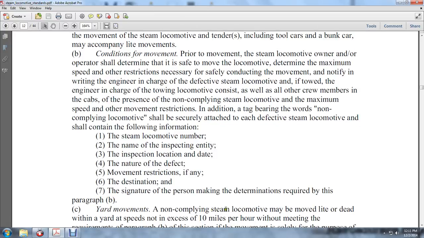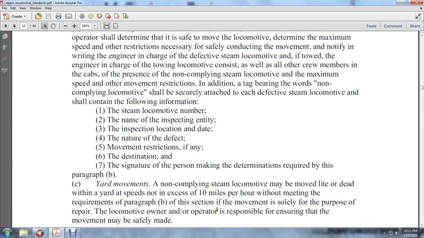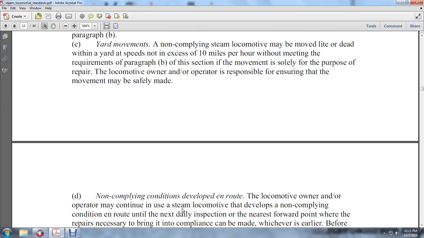Yard movements. A non-complying steam locomotive may be moved light or dead within the yard at a speed not to exceed 10 miles per hour without meeting the requirements of paragraph B. The speed is set in this section for the sole purpose of these requirements. The locomotive owner or operator is responsible for ensuring that movement is safely made.